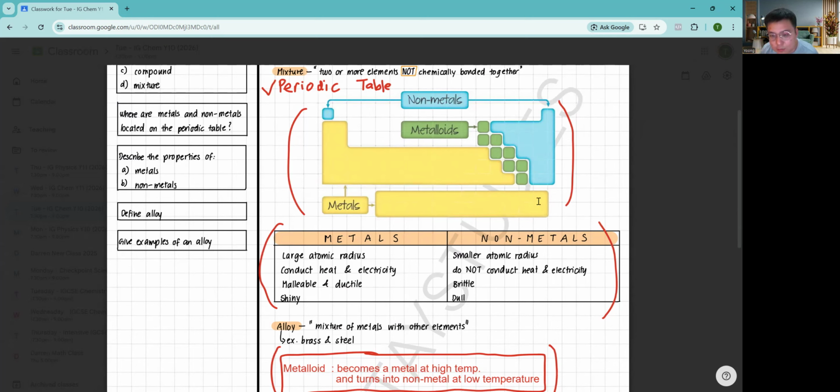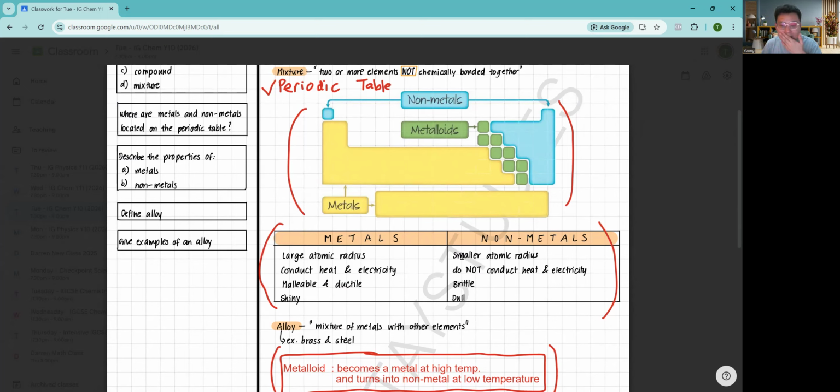The second group is the non-metal. Non-metal is very obvious. It's the opposite of metal. Whatever the metal can do, the non-metal cannot do. Another keyword is brittle. Brittle means it breaks easily. One example of a material that's brittle is glass.